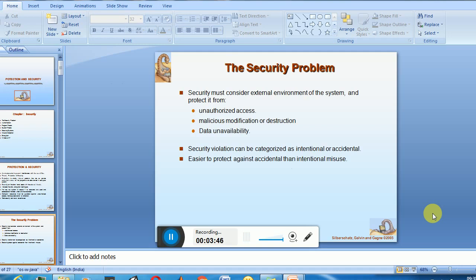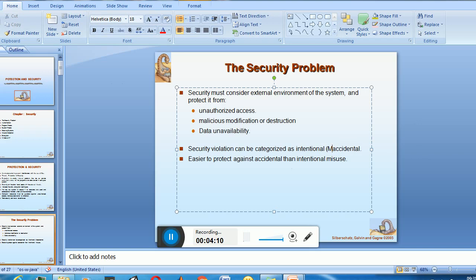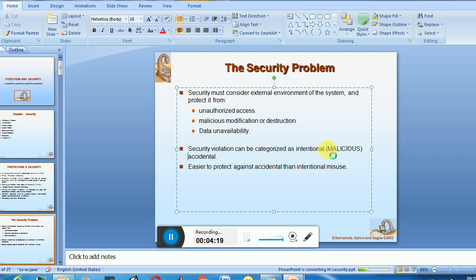The next is what could be the problems. First one is unauthorized access, then malicious modification or destruction, data unavailability, and security violation. It falls into two categories: intentional or accidental. Here, intentional we can also call malicious. So it is easier to protect against the accidental than the intentional misuse.